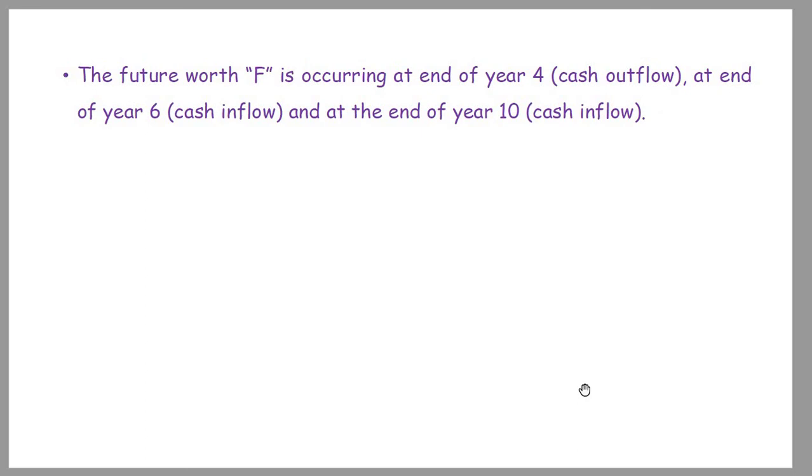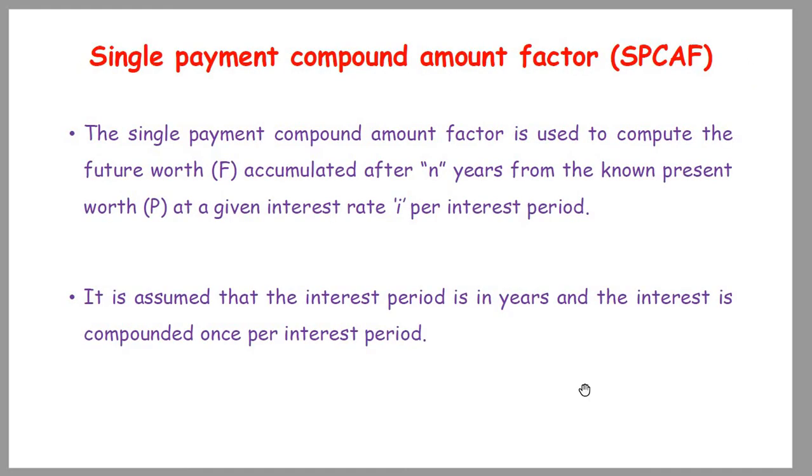The future worth, that is F, is occurring at the end of the 4th year, cash flow out at the end of the 6th year, and at the end of the 10th year, that is cash flow in. So this is how the cash flows for the future worth can be bifurcated.